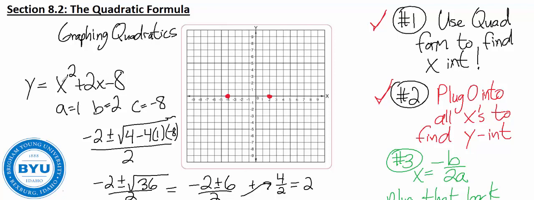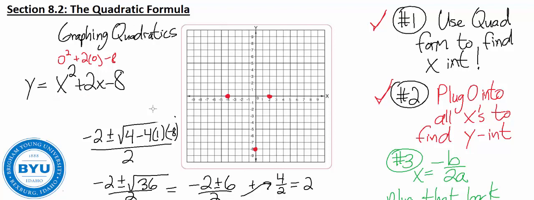We can find the y-intercept just by plugging 0 in for all the x's. So it would be 0 squared plus 2 times 0 minus 8. Well, guess what? That's 0. That's 0. Negative 8 is the y-intercept. So I'm going to come down here and mark negative 8 as my y-intercept.